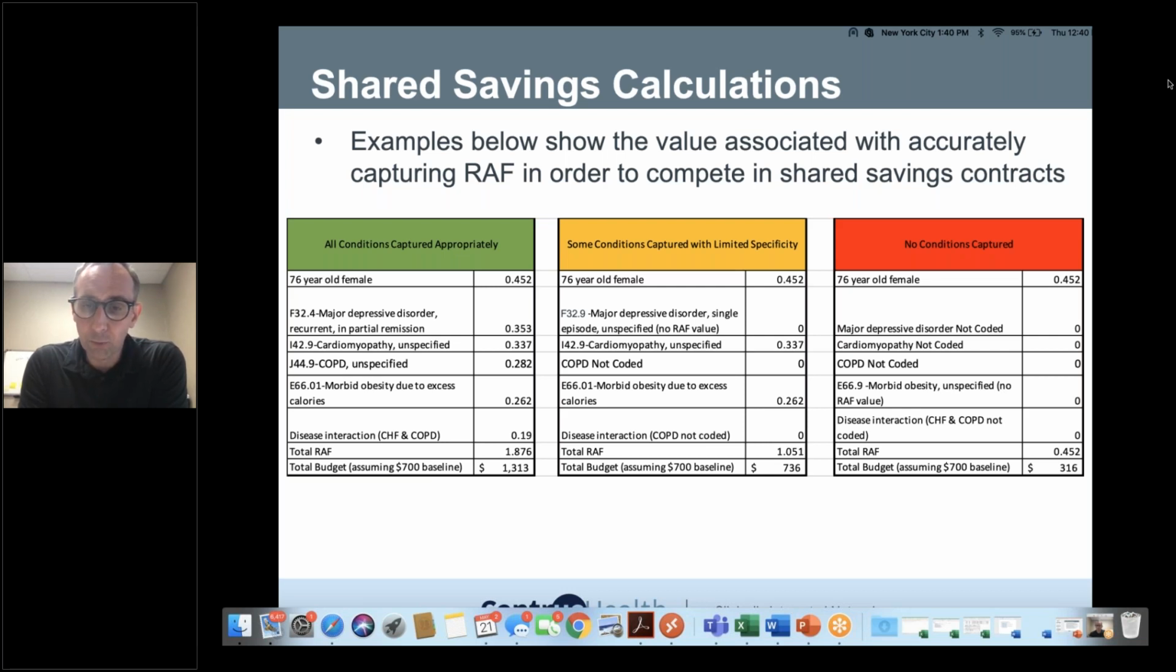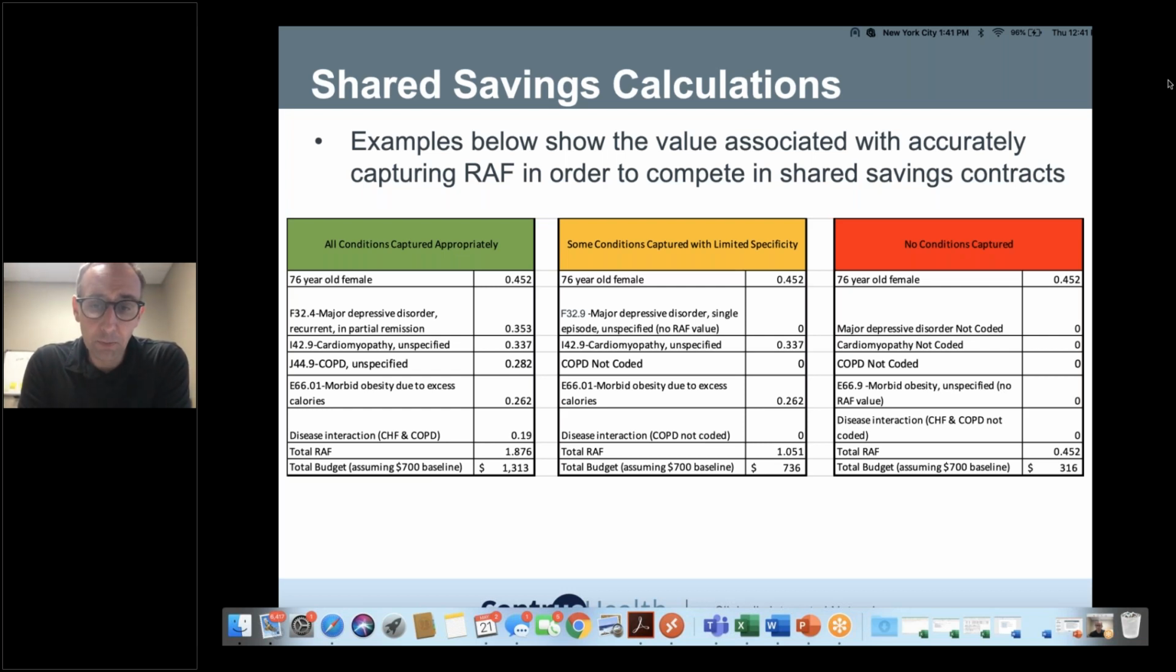So it's not totally reflective of what's going on, but it certainly shows that this patient's at least slightly worse than average health than the average person. So the green box shows what happens when all of the diagnoses were selected. So the major depressive disorder was again coded, but it was coded with the severity of in partial remission. So that added a 0.353.